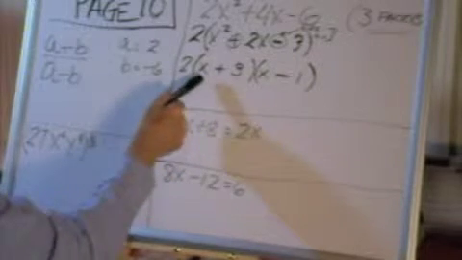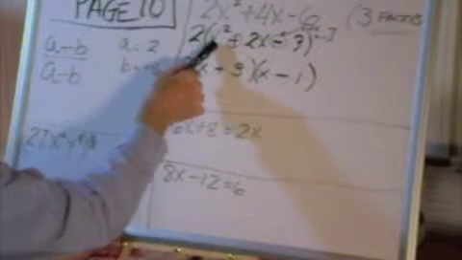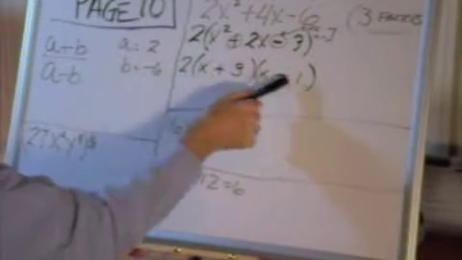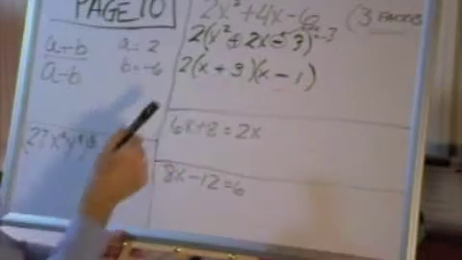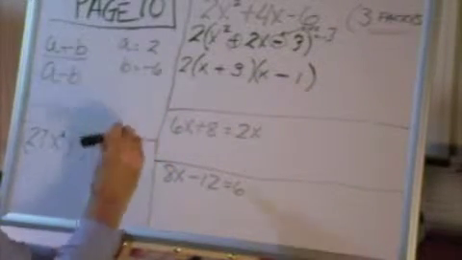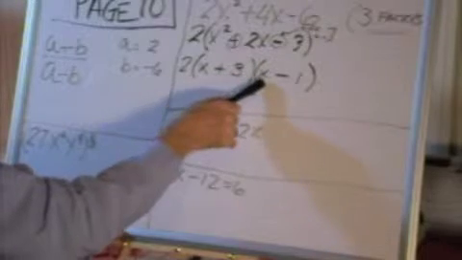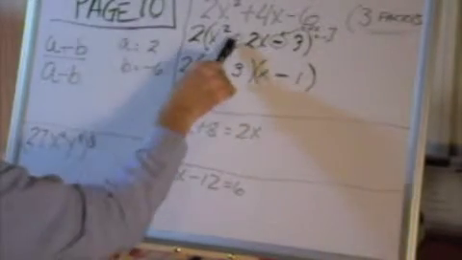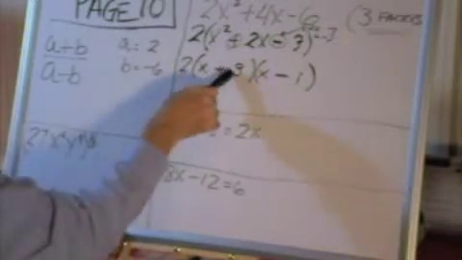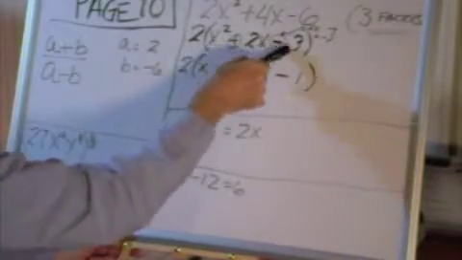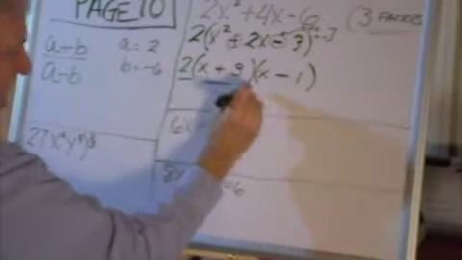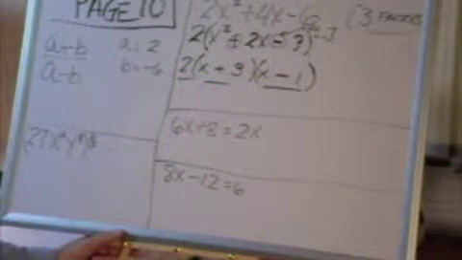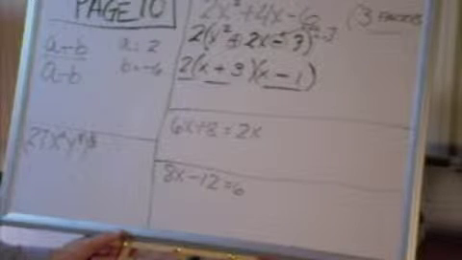Now let's FOIL it real quick here. X times x is x squared. X times a minus 1 is a minus 1x. Plus 3 times x. So 3x minus that 1x is the plus 2x. Then you've got the plus 3 times the minus 1 is that minus 3 right there. We have the 3 factors right there. The other one listed is the incorrect factor. That's how you solve that.